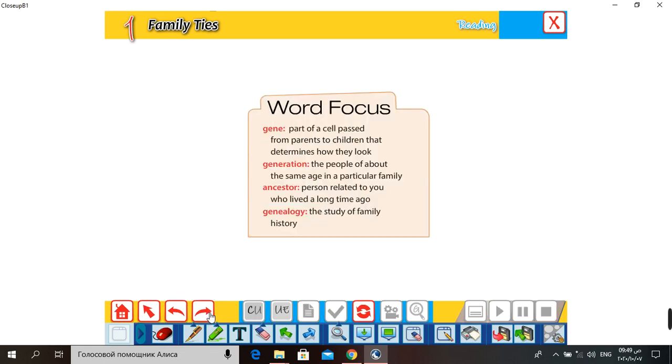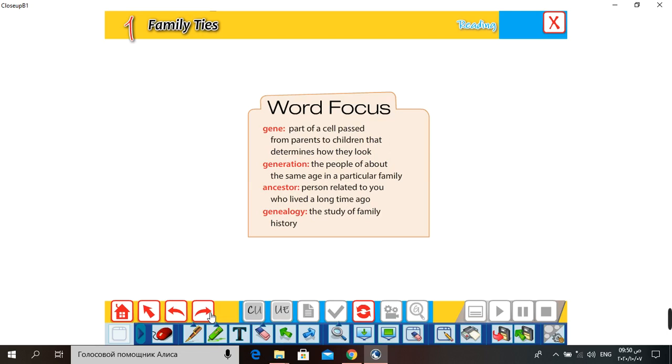Before we start reading the text about family history or family ties, we need to focus on some words that you're going to meet during your reading. The first word is gene. A gene is a part of a cell passed from parents to children that determines how they look. So, how you look is determined by your genes, which are passed to you from your parents.